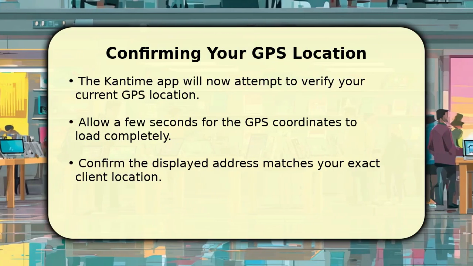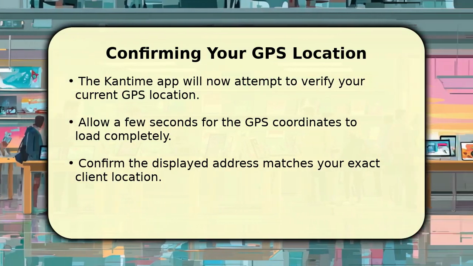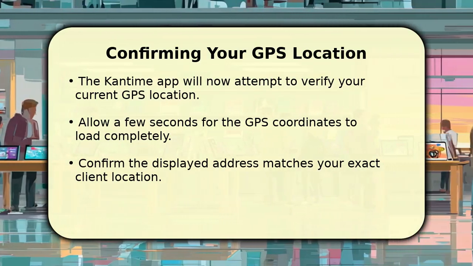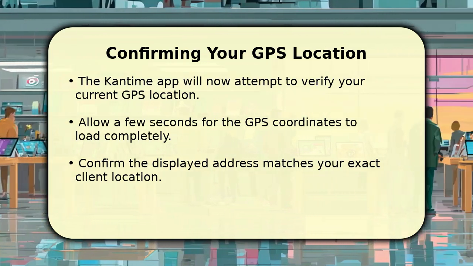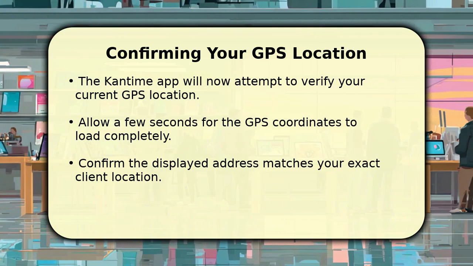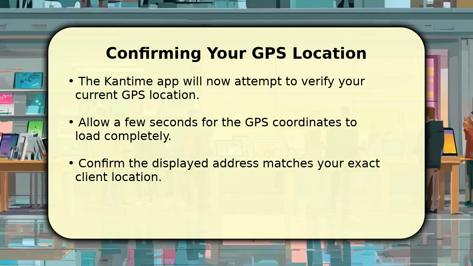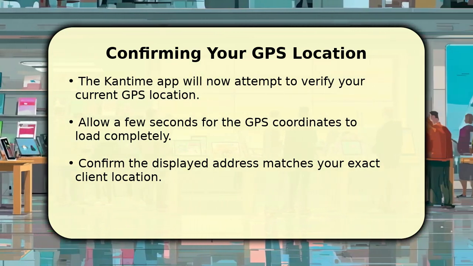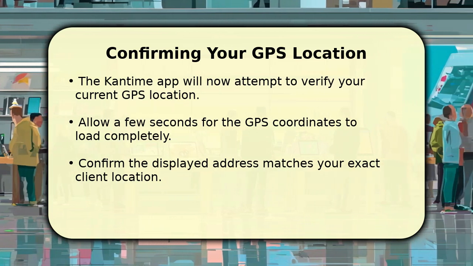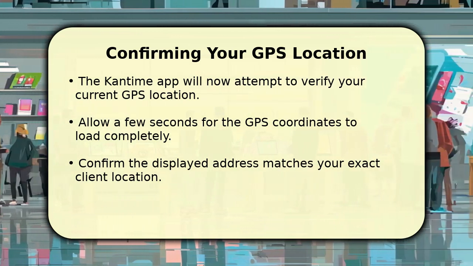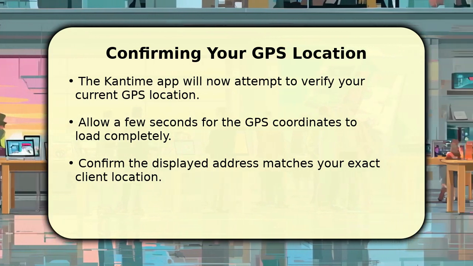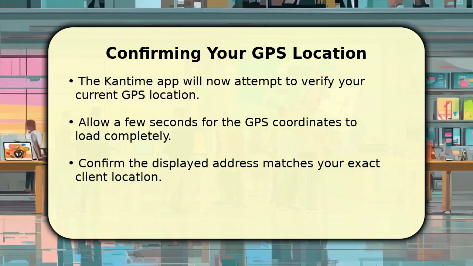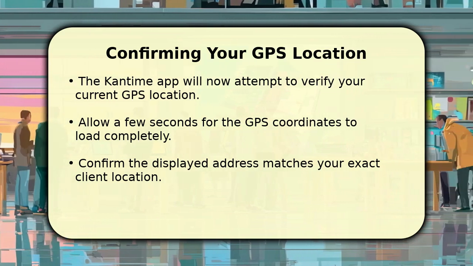Now, the KanTime application will automatically attempt to pinpoint your current GPS location. This is a critical step for accurate timekeeping, so please allow a few seconds for the coordinates to load fully. You will see a map or an address displayed on your screen. It is essential to carefully confirm that this displayed address precisely matches your physical location at the client's residence or facility, ensuring everything is in order before proceeding.